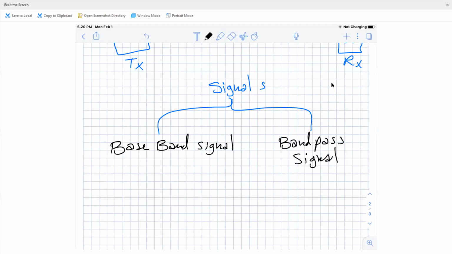Real signals, information signals are what? Are baseband signals. Okay. For example, speech, okay, speech signal, temperature, voltage, these are baseband signals.